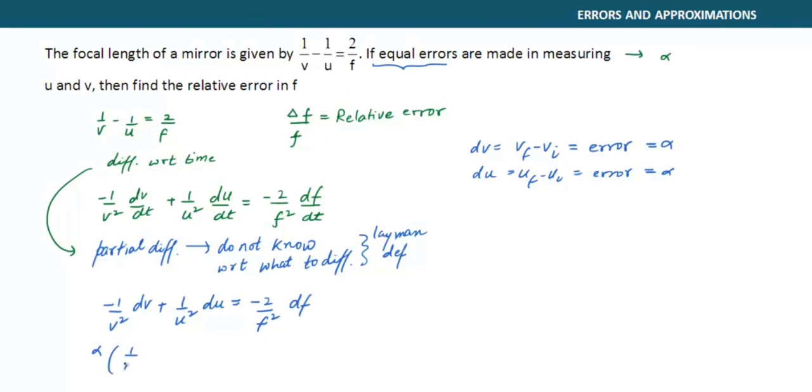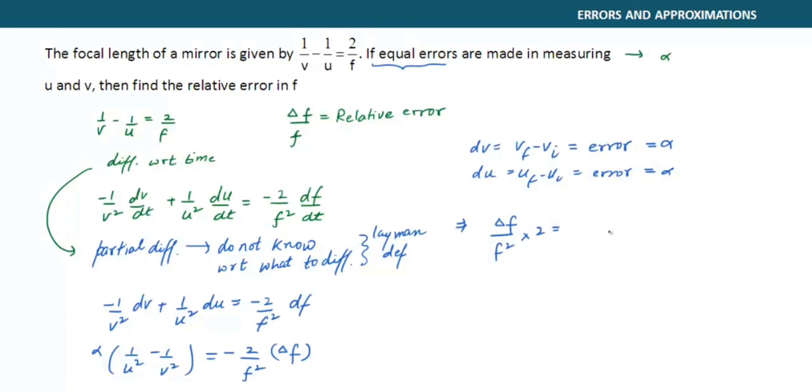So this will become what? Alpha times 1 by U square minus 1 by V square is equal to minus 2 by F square df, and df now can be written as delta f in approximation terms, as we just did in the earlier slide. So what we wanted was to find delta f by f. We already have delta f, but instead we have delta f square. So now let's write again. It becomes delta f by f square into 2.